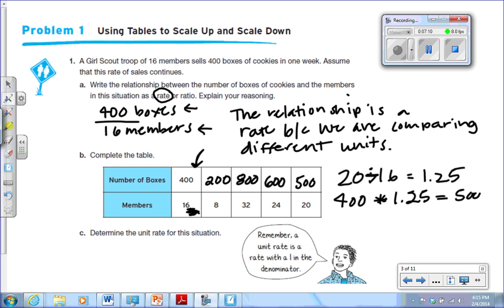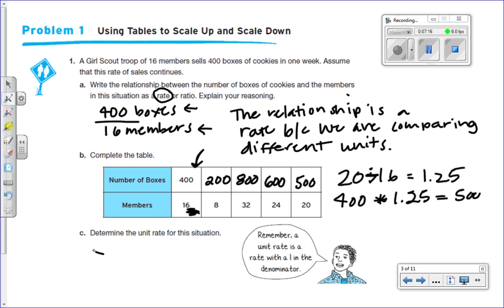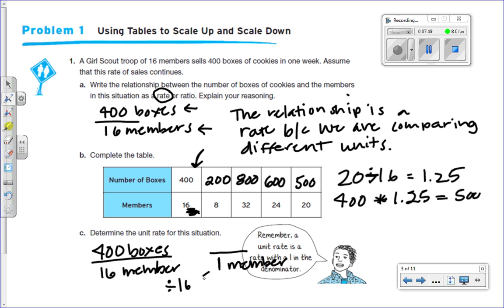Part C asks us to determine the unit rate for this situation. So what we're going to do is you should know that a unit rate needs to have 1 as one of its quantities. So we start out with our original rate here, and we're going to scale down because we need 1 as one of its quantities. And this guy says 1 needs to be in the denominator, so we're going to keep that in mind. So anyway, to go from 16 to 1, it's a simple division by 16. So if we divide by 16, that's going to give us our 1 here.